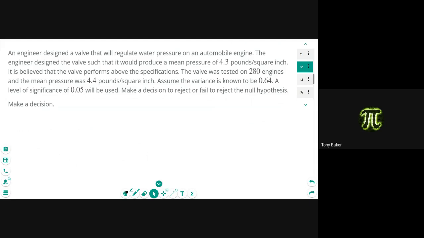So this is purely hypothesis testing. First thing we have to determine is my null hypothesis and my alternate hypothesis. So what is my null hypothesis? Right, the mean is 4.3. Alternate hypothesis: the valve performs above, so it's going to be greater than 4.3. So this is a one-tailed test.